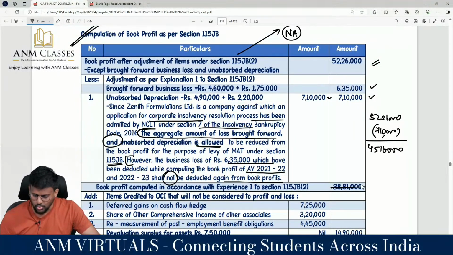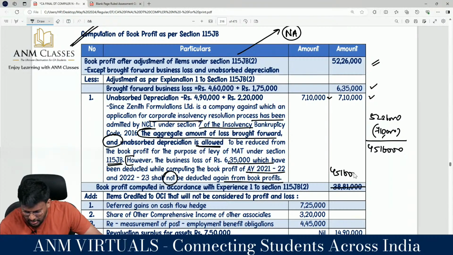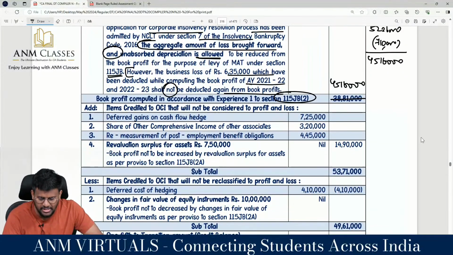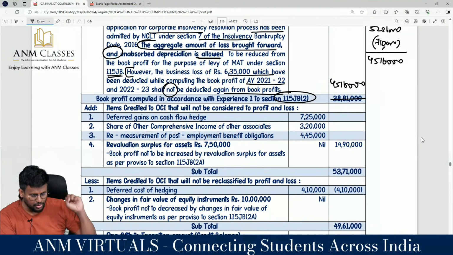52 lakh 26,000 minus unabsorbed depreciation of 7 lakh 10,000 comes to 45 lakh 16,000 rupees. This is the book profit computed in accordance with Explanation 1 to Section 115JB, subsection 2. Now we reach the normal.